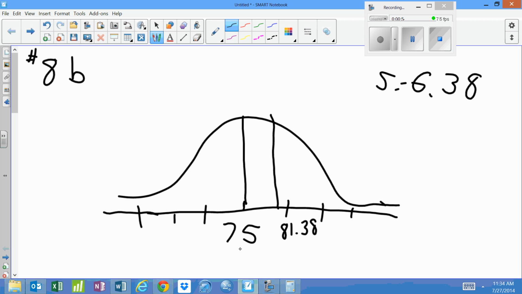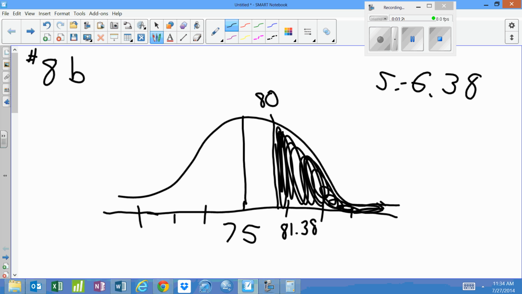And all I did to find the 81 is I took the 75, I added on one standard deviation, so I took 75 plus 6.38. So I'm going to say that this line right here is where we get a raw score of 80. And we want to know what is the probability of a score falling above 80. So we're looking at this area right here to the right of 80.